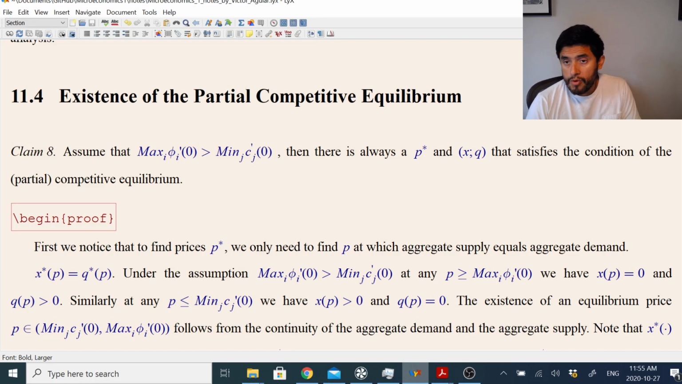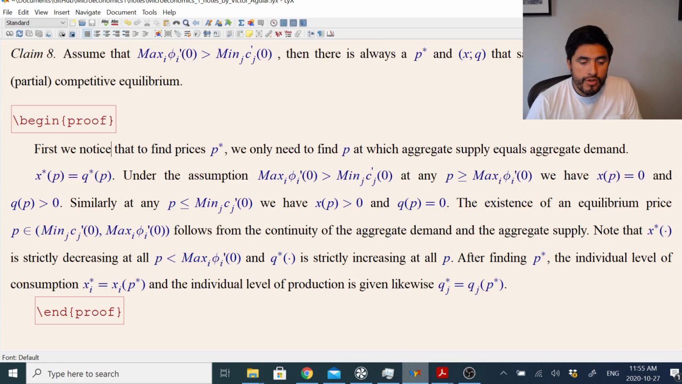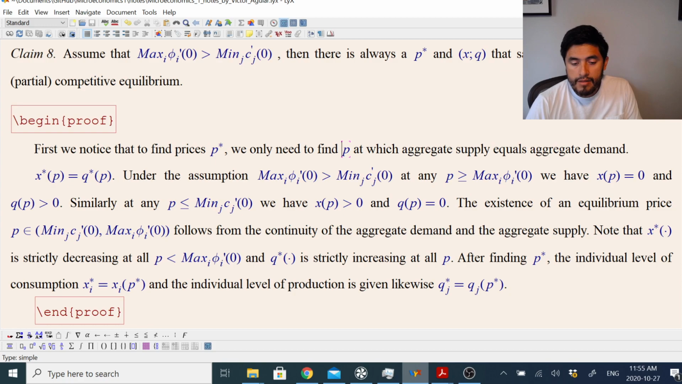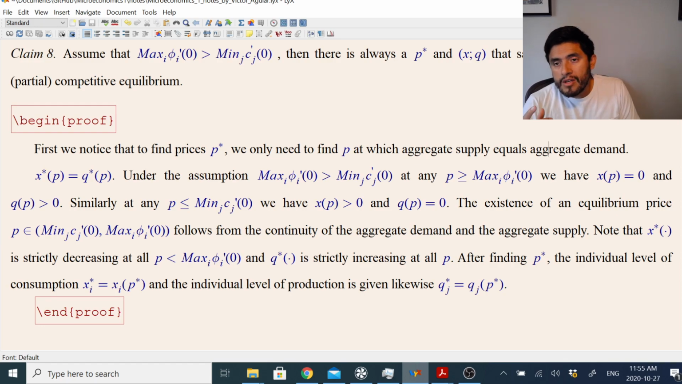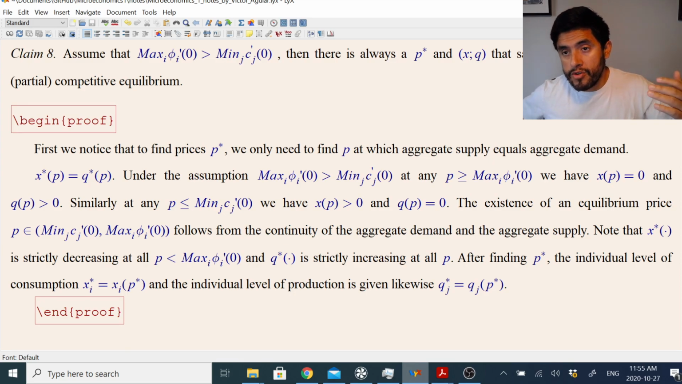Okay, so let's prove it. Let's formalize our intuition that the lines cross, right? So we first notice that to find price P star, we only need to find that P at which aggregate supply is equal to aggregate demand. In other words, to find prices, you don't need individual information. You just need aggregate supply and aggregate demand. And then you go to the market clearing condition and you solve it.